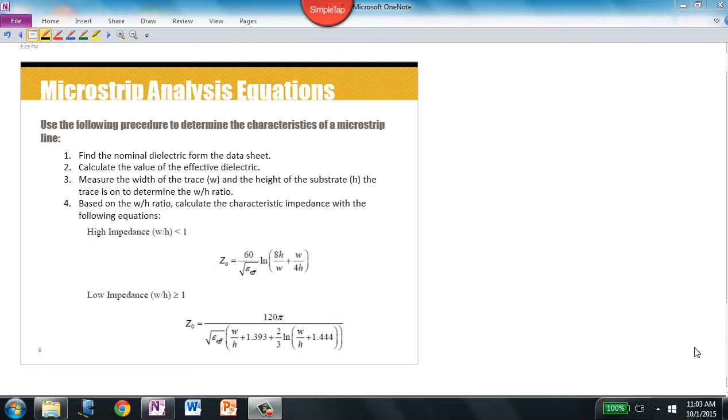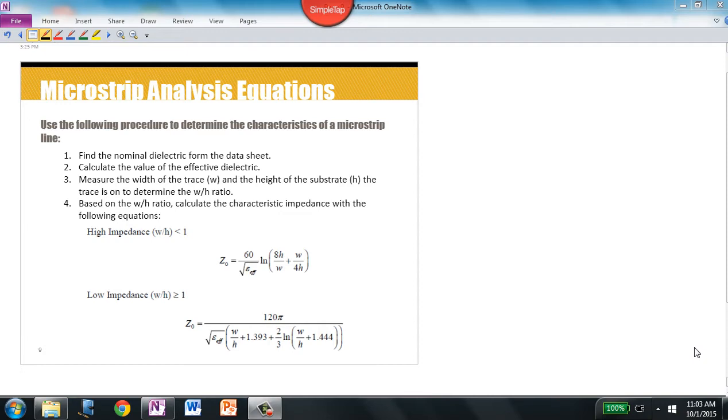On this slide, I'm presenting the general procedure for determining the properties of an existing microstrip line. By this I mean we've got a microstrip on a printed circuit board. It's got fixed dimensions, and we want to determine what the characteristic impedance of that microstrip transmission line is.